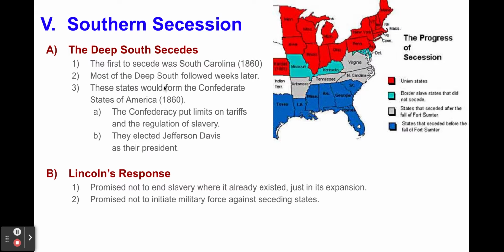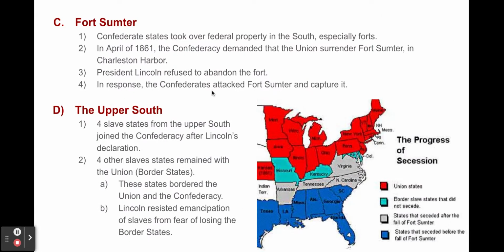Lincoln's response was he said, hey, I'm not going to end slavery where it already existed, just its expansion, and he promised not to initiate military force against the seceding states. Southern states, the Confederate States, began to lock up military forts within their territory. One became a point of contention, and that was Fort Sumter off the coast of Charleston, South Carolina.